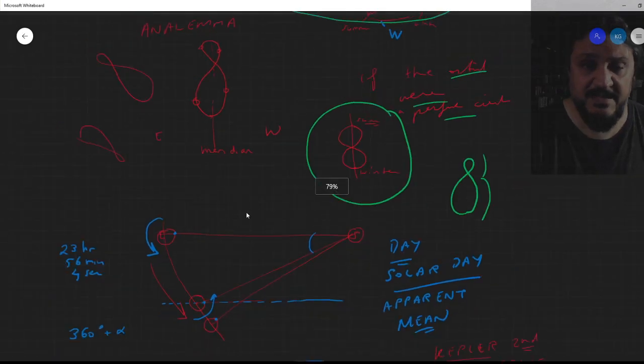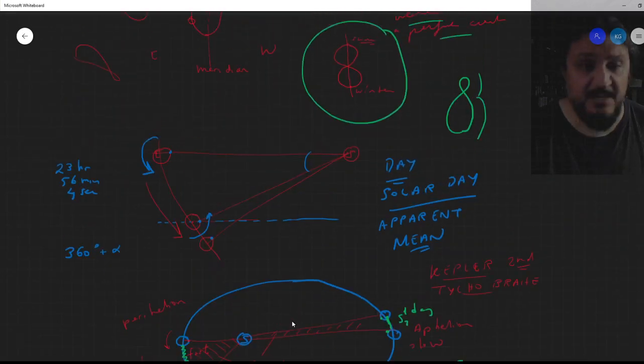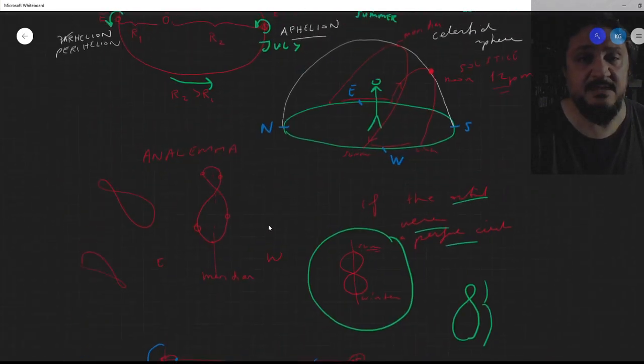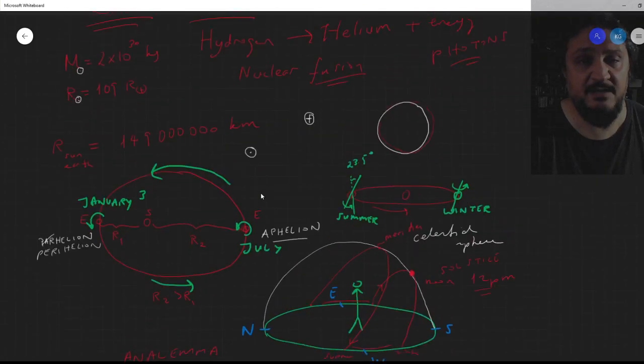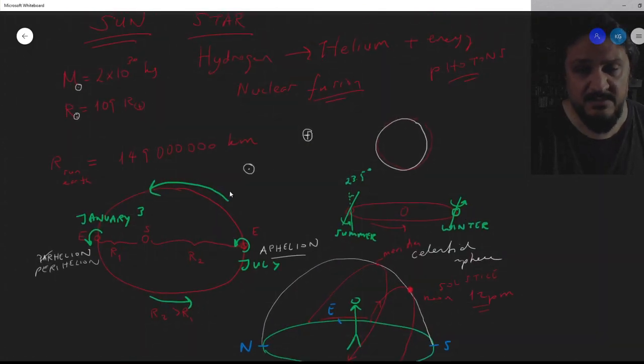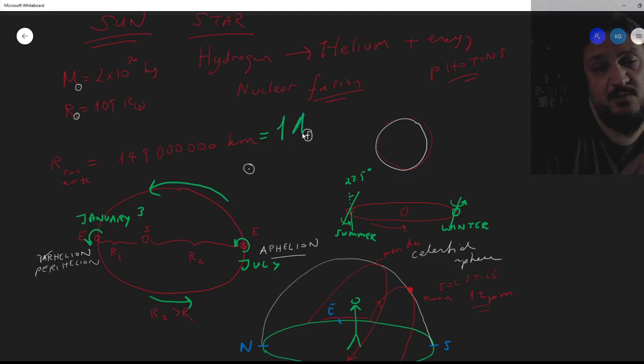Alright, so that is the Earth's motion around the sun. The distance between the Earth and the Sun, which is 149 million kilometers, more or less. Now this number is important because it's defined as the astronomical unit, 1 AU. And that's our yardstick when measuring distances in astronomy. Okay, 1 astronomical unit.